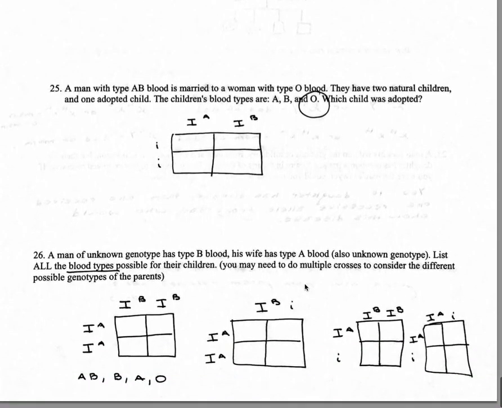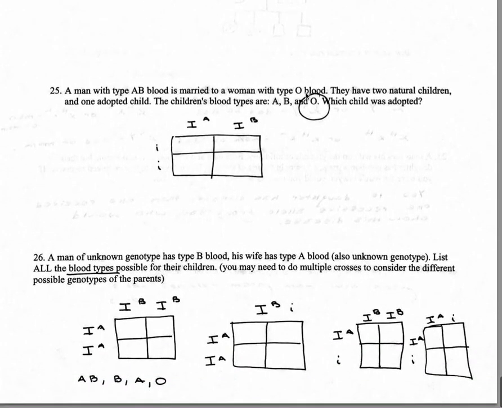All right, last 2. A man with AB blood marries a woman with O blood. Remember, these are the way you write the genotypes for blood types: I capital A, I capital B, and then little i for O. The children they would have would either be A or B, so the O child is adopted. Here's the last one. It's kind of tricky.